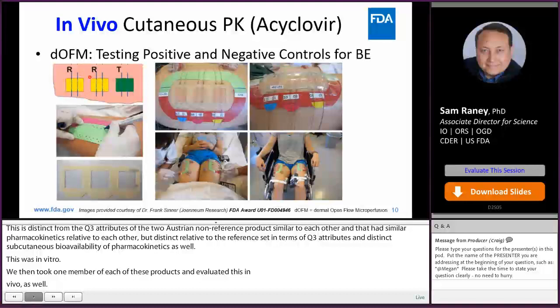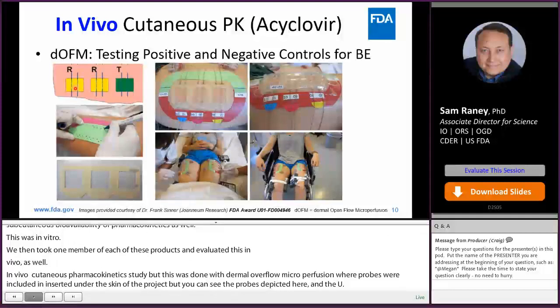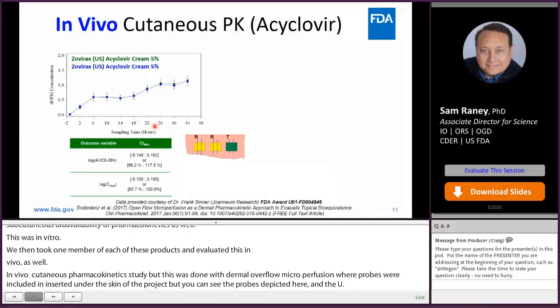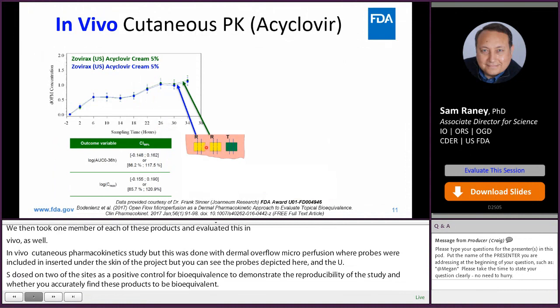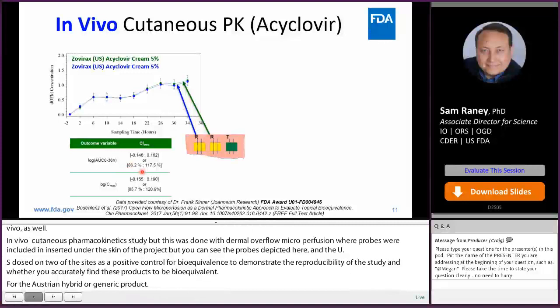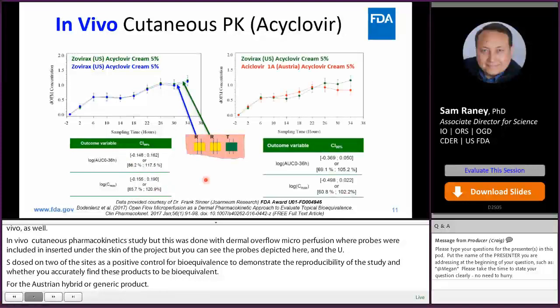And the US reference product was dosed on 2 of the sites as a positive control for bioequivalence to evaluate the reproducibility of the study and to evaluate whether it would accurately find these products to be bioequivalent, and then compared as a negative control for bioequivalence to that Austrian hybrid or generic product. What we see here is that the reference products were in fact accurately and reproducibly found to be bioequivalent within the limits of 80 to 125, and sensitively discriminated for the reference and test product, the negative control for bioequivalence, as not being bioequivalent to each other.